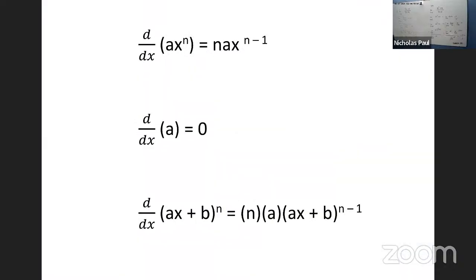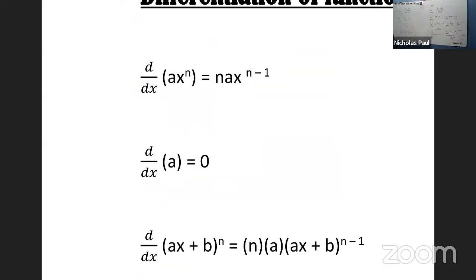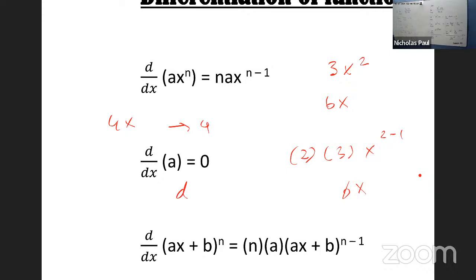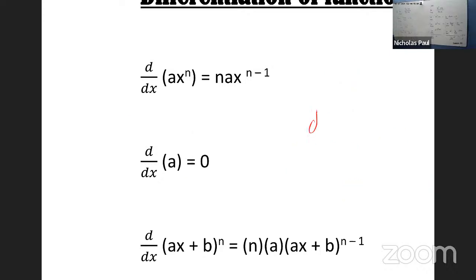So let's see. To differentiate, what do you do again? Bring down the power, multiply, and minus 1 on the power. Quick example: what's the differential of 3x squared? 6x. Bring down the power, write back the 3 and minus 1 from the power. What's the differential of 4x? 4. What's the differential of 4? 0. Nice.